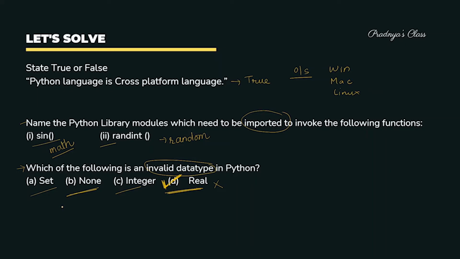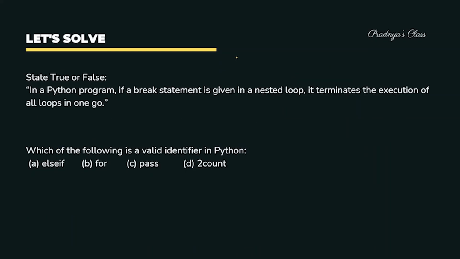Hope you are also solving these MCQs along with me. So some more questions have come out of my treasure box. So let's find out. This is a question from the latest sample paper, that is for the year 23-24. We have to check whether this statement is true or false. So what's the statement? In a Python program, if a break statement is given in a nested loop, it terminates the execution of all loops in one go, and this statement is false. I explained this in the previous video when we were discussing the jump statement break.